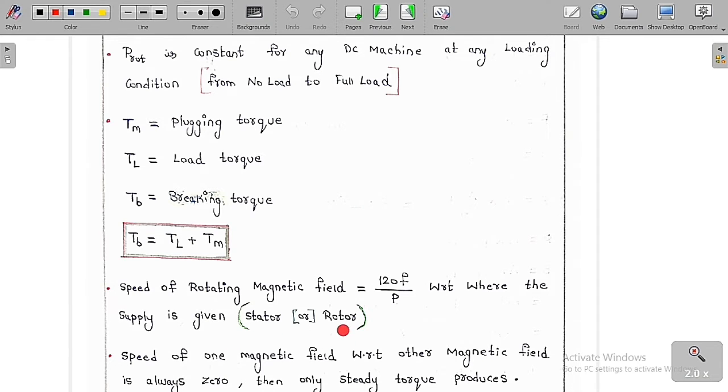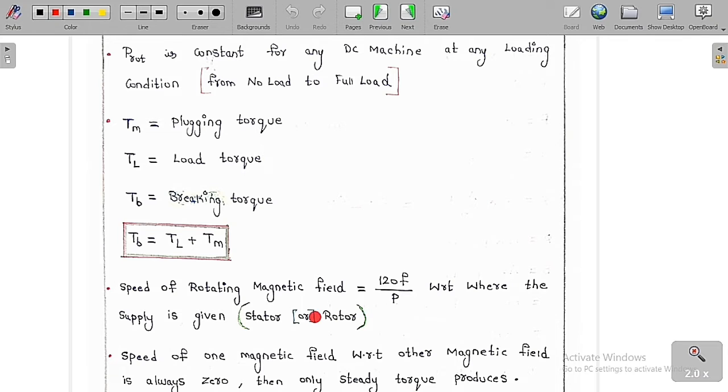Suppose you are given the rotor, then the speed of the rotating magnetic field with respect to the rotor is 120 f by P. So this is a very important point. Always, the speed of the rotating magnetic field is equal to 120 f by P with respect to where the supply is given, either on the stator or on the rotor.